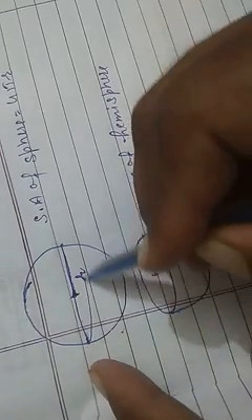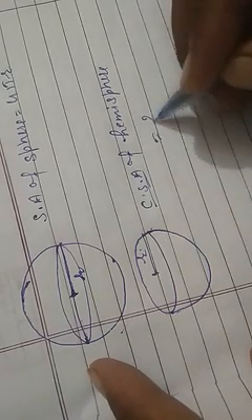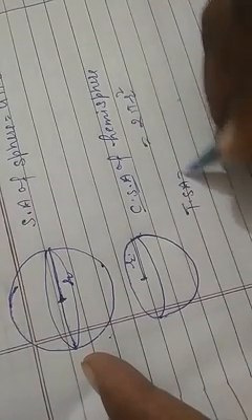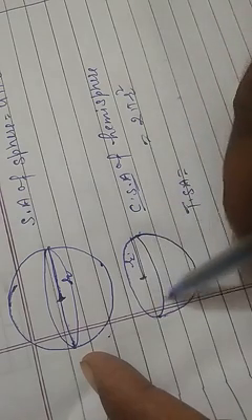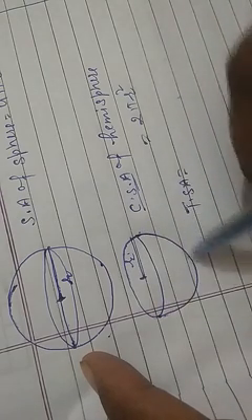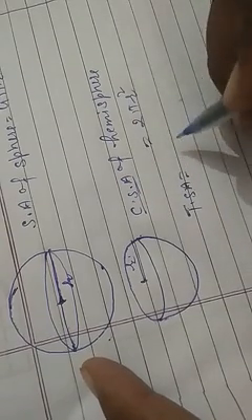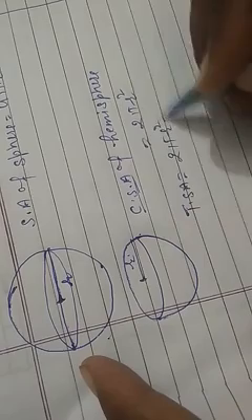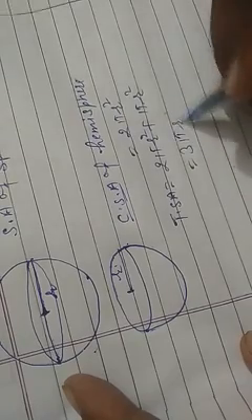means we cut the total sphere into equal parts. Then this portion is half of the sphere. The CSA, this surface, is 2 pi r square, half of the total sphere, and TSA, the total surface area, is equal to, we add the circular area to the CSA, then we obtain TSA: 2 pi r square plus pi r square, the area of the circle, which is 3 pi r square.